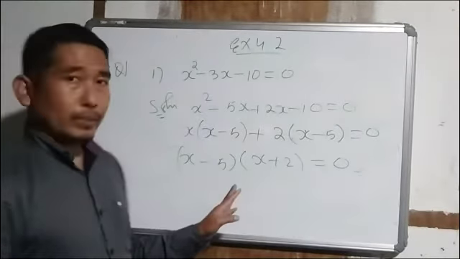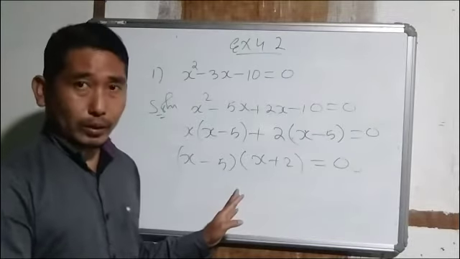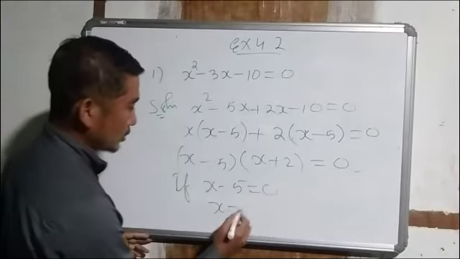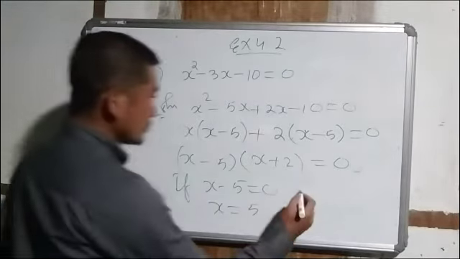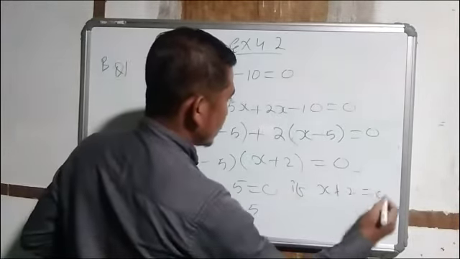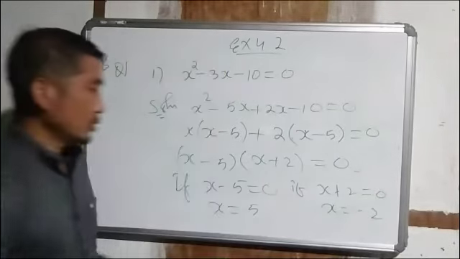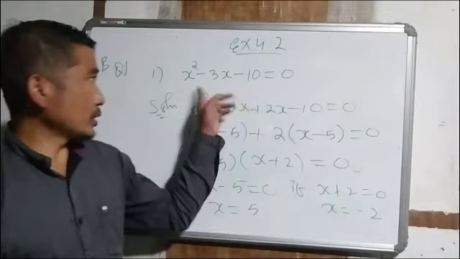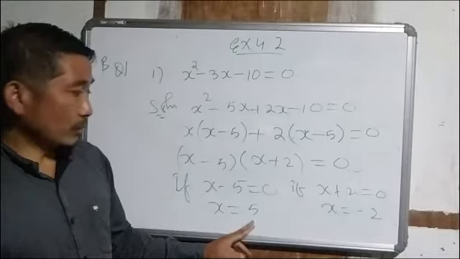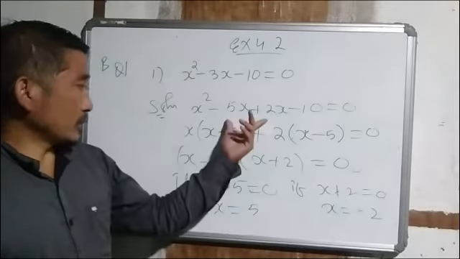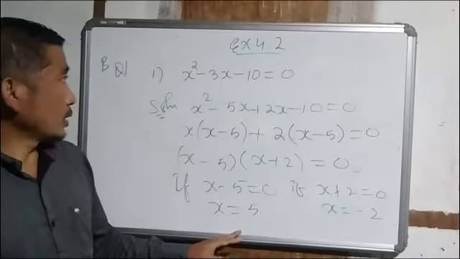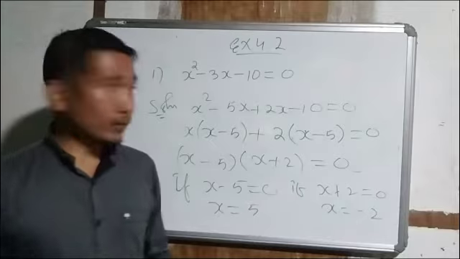From this line, we'll apply the condition, that is, let or if. If x minus 5 equals 0, x equals 5. Again, if x plus 2 equals 0, x equals minus 2. So these are the two values of x which satisfy this given equation, and we found the values of x by splitting the middle term and then factorizing the given equation. That's how we solve a quadratic equation by factorization.